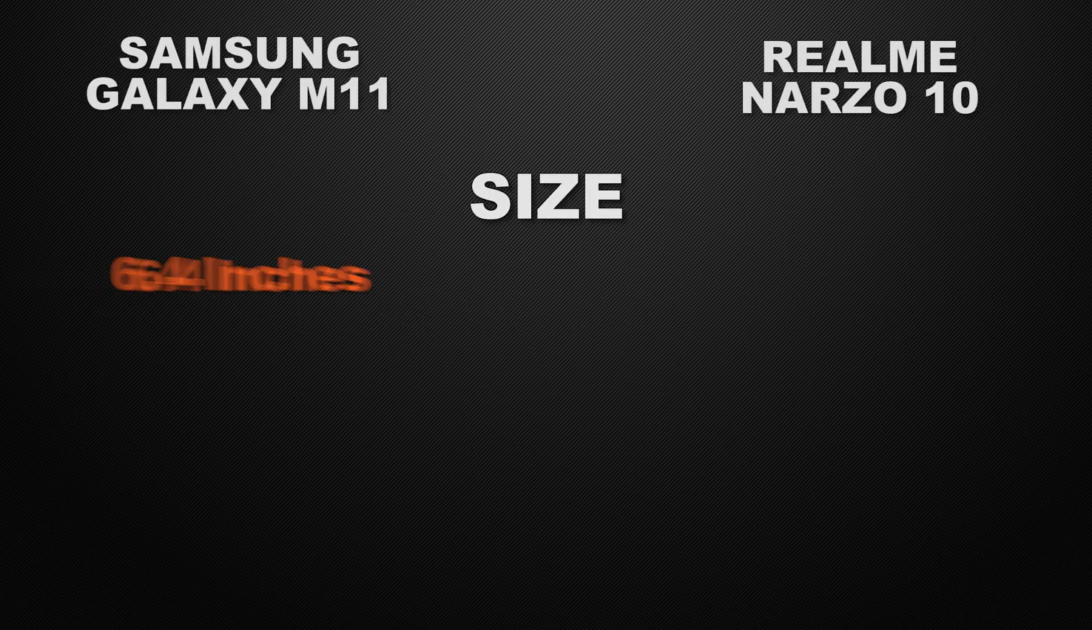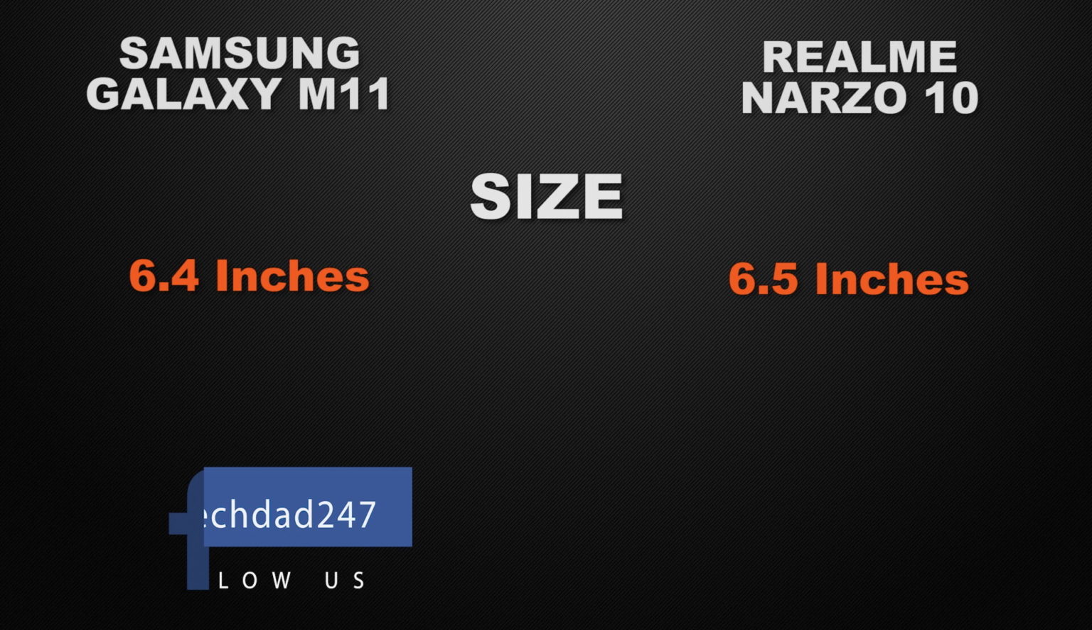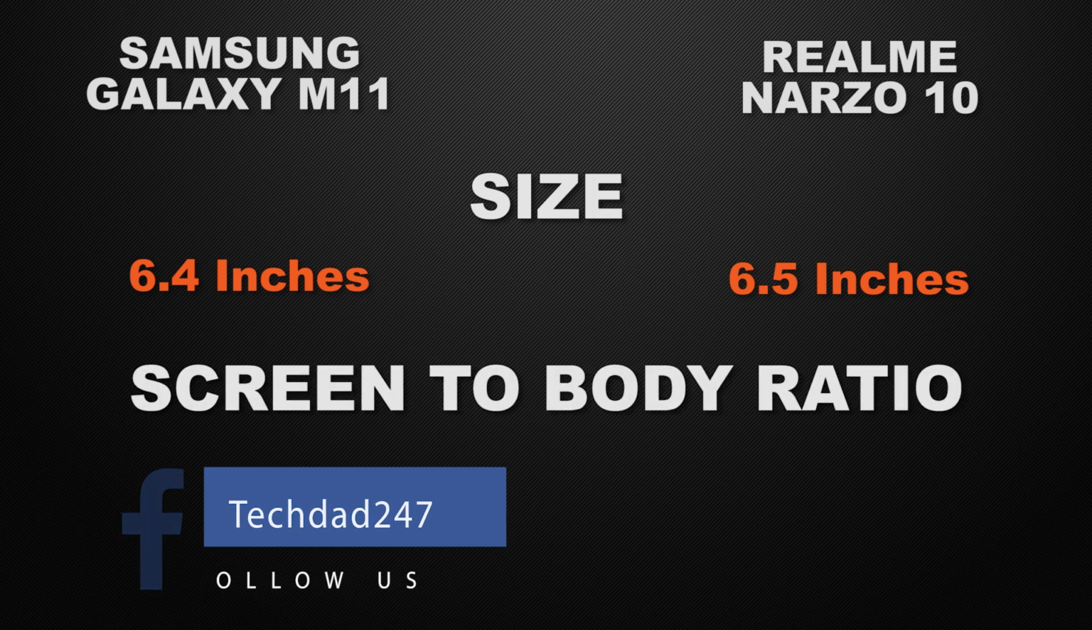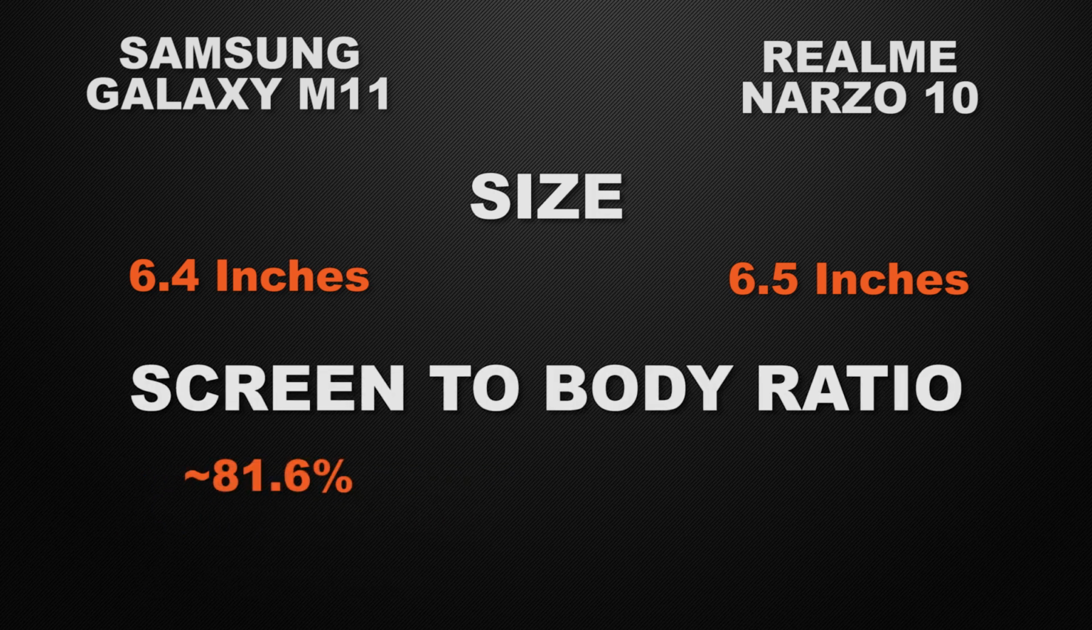Moving to the display of the devices, M11 has a 6.4 inch punch hole display and Realme Narzo 10 has a 6.5 inch water drop notch display, so the winner here is Narzo 10 because of the larger display. And about the screen to body ratio of the devices, M11 has 81.6% and Narzo 10 has 82.9%. So I will call it a tie here because both of the displays have approx the same ratio.